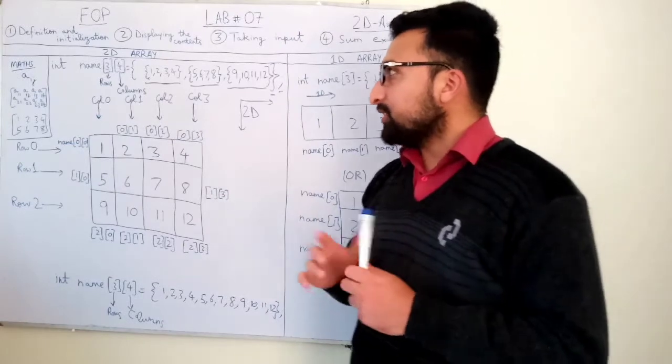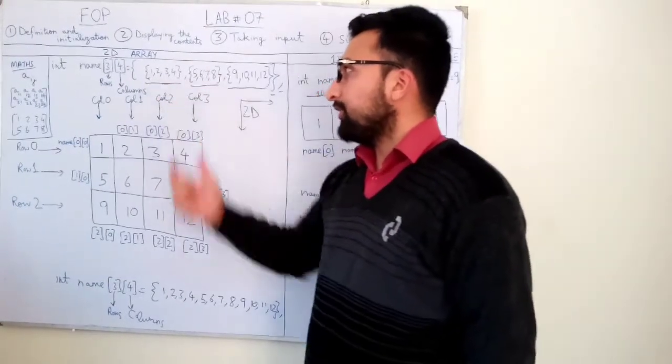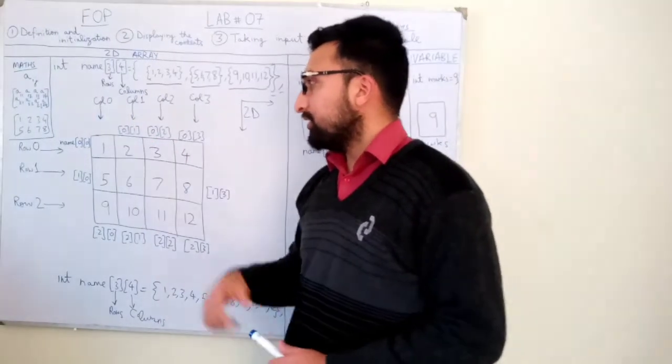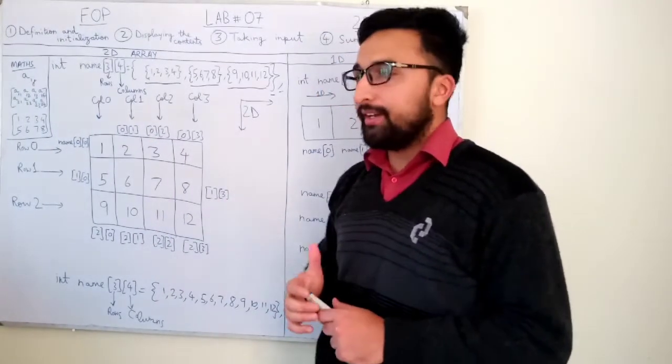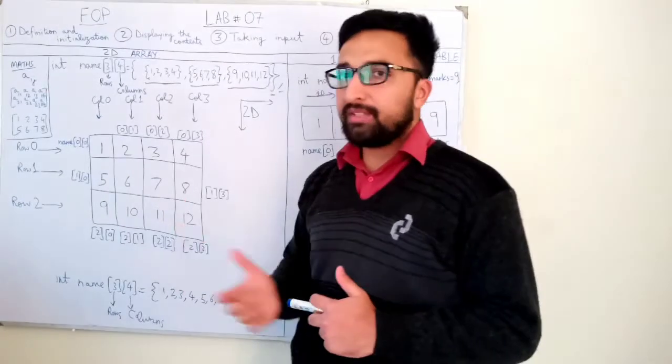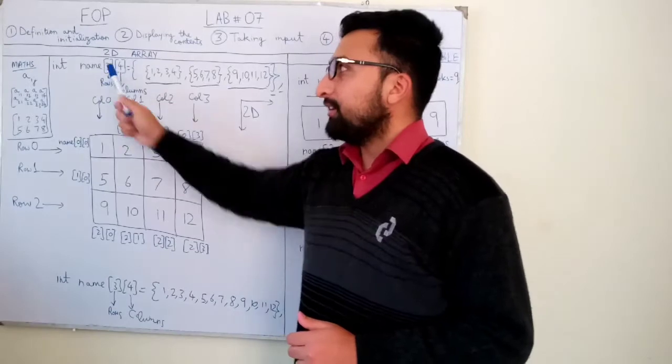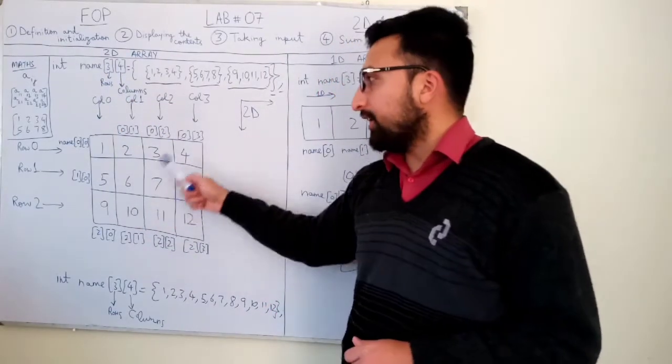So when we do this, what it does at the back end in the memory is allocate memory space that has three different rows, interpreting from here, and four different columns.